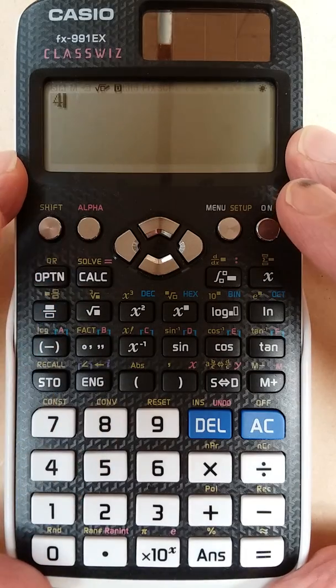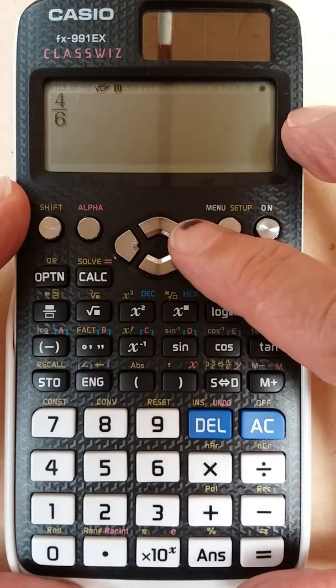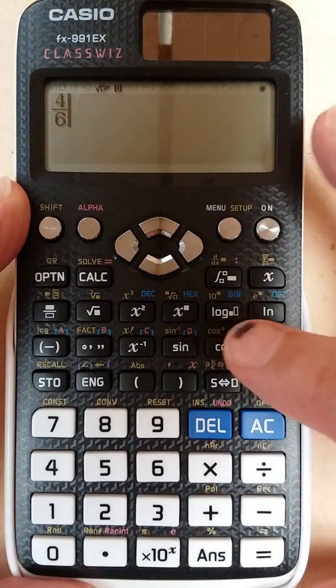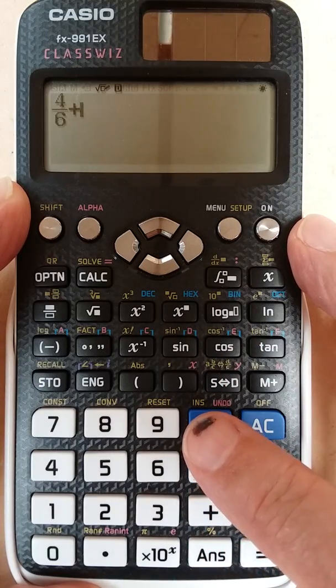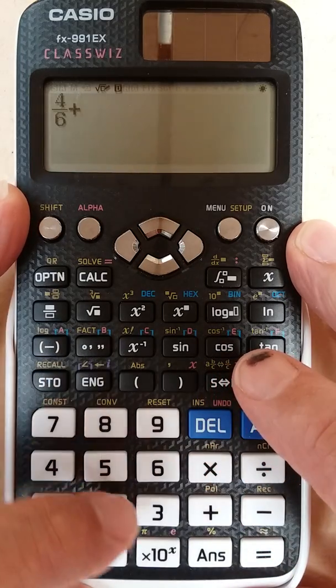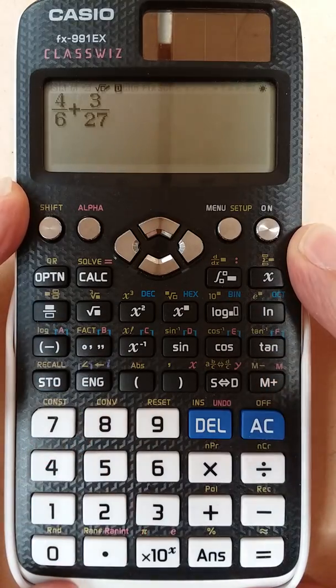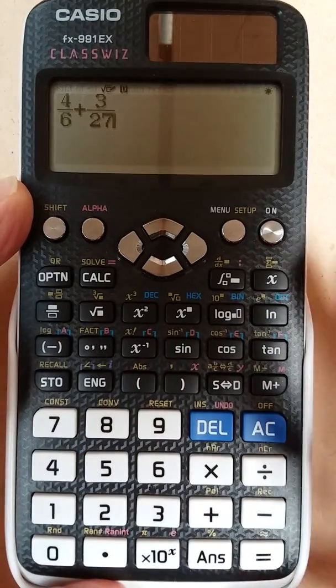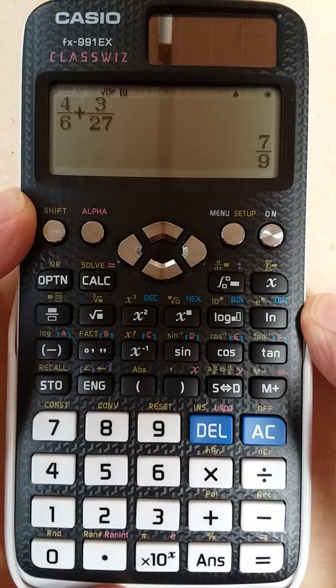If you hit 4, and then the fraction key, and then 6, and then you have to hit the right arrow button up here. Okay, and you see the cursor turns big. Then I go plus, and my next fraction is 3 over 27, so I'm going to go 3, hit the over key, 27, and once I've got that, I don't have to hit the arrow key, I just hit the equals key, and what it does for you, it converts into this lowest common denominator, and that happens to be 9 in this case. You get 7/9 for your answer.